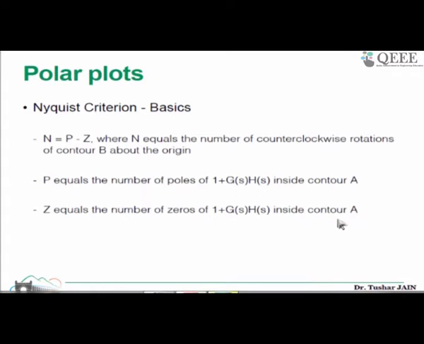Now, the summary of what we have seen so far: Z equals the number of zeros of 1 plus GH inside contour A, meaning the exact locations of poles and zeros inside contour A. P equals the number of poles of 1 plus GH inside the contour. Then we compute capital N, the number of counterclockwise rotations, which is equal to P minus Z.